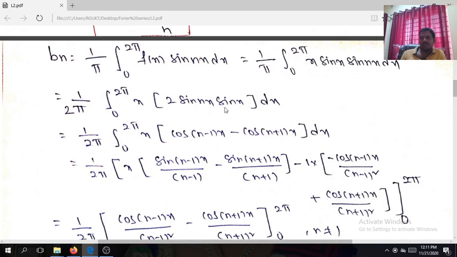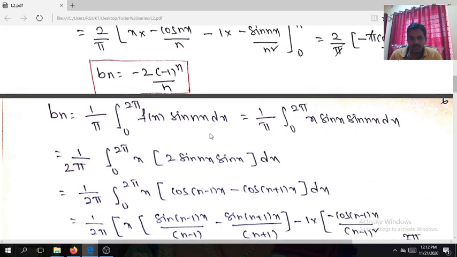2 sin a sin b equals cos a minus b minus cos a plus b. Cos a minus b is what? Cos a cos b plus sin a sin b. Cos a plus b is what? Cos a cos b minus sin a sin b. Before the minus there is a minus: minus cos a cos b plus sin a sin b. Plus cos a cos b minus cos a cos b get cancelled, leaving sin a sin b, sin a sin b, that is 2 sin a sin b. So 2 sin nx sin x can be written as cos of n minus 1 into x minus cos of n plus 1 into x.